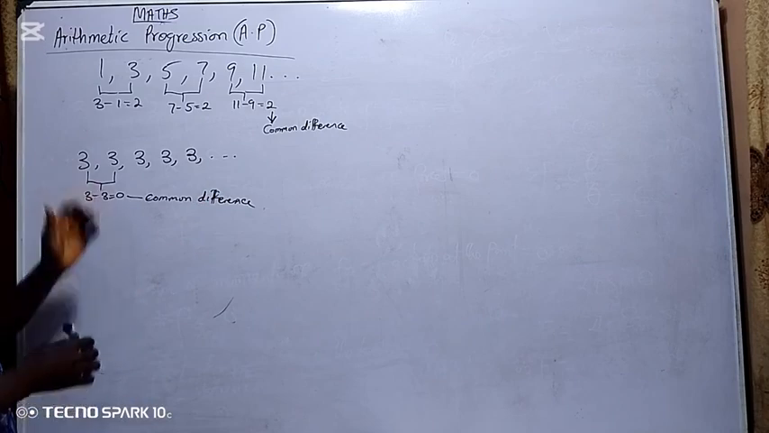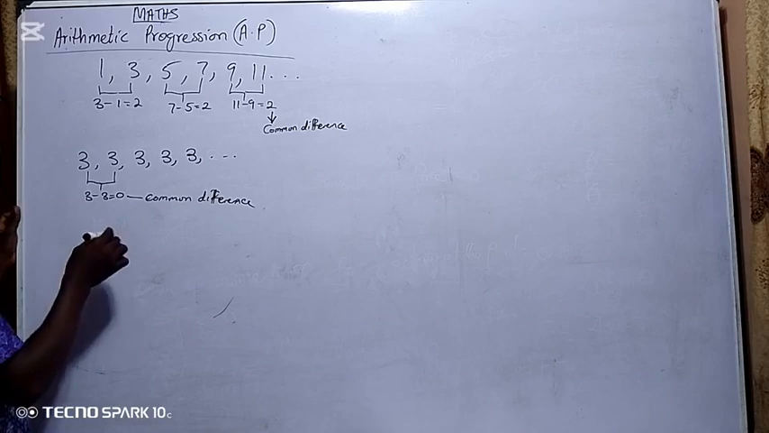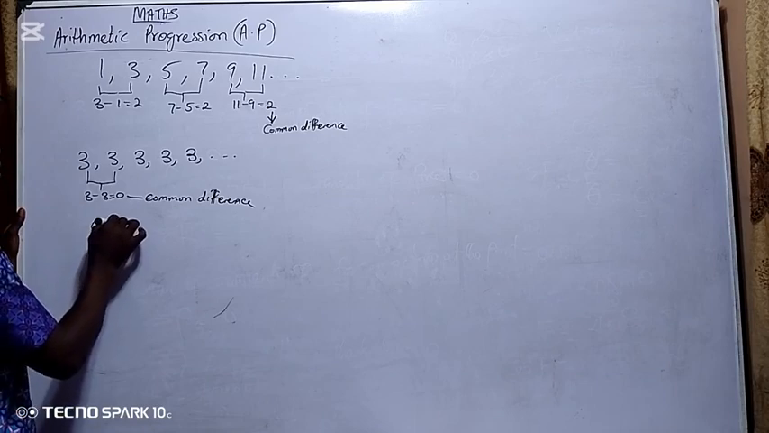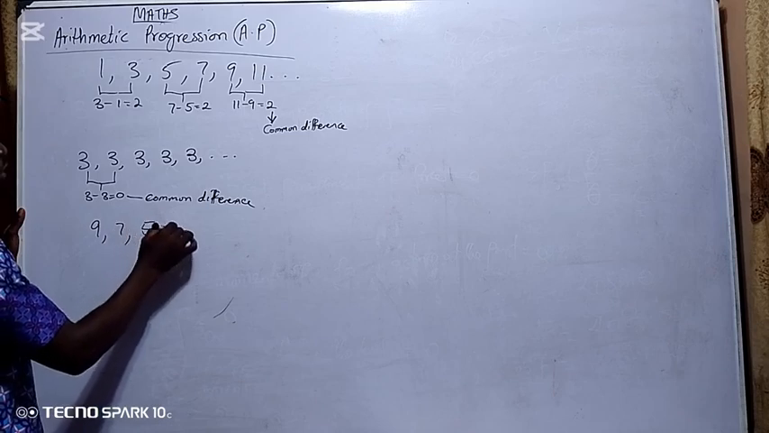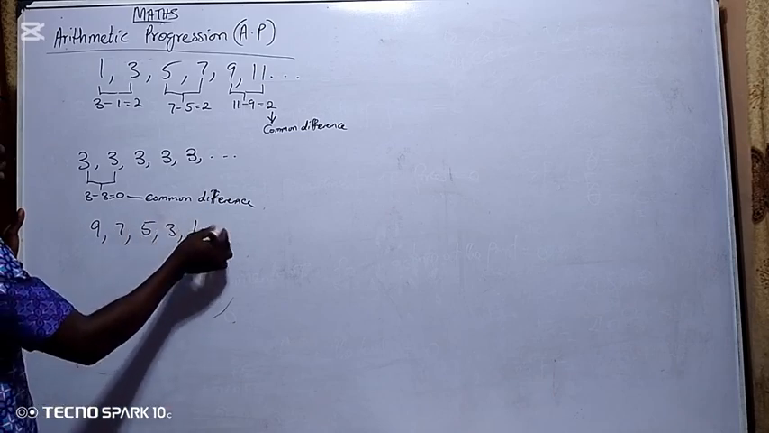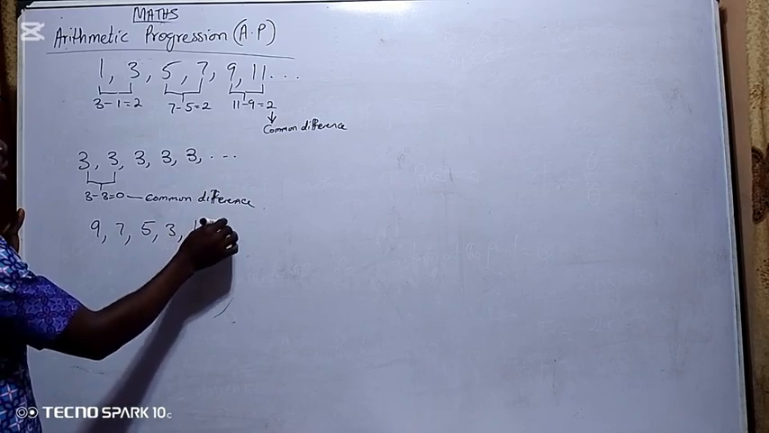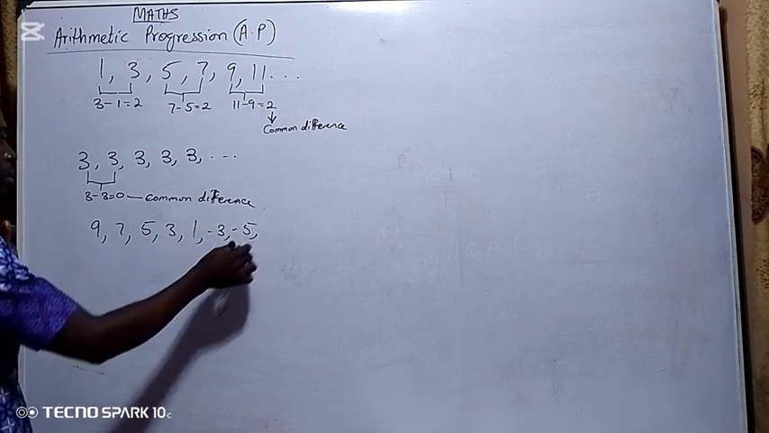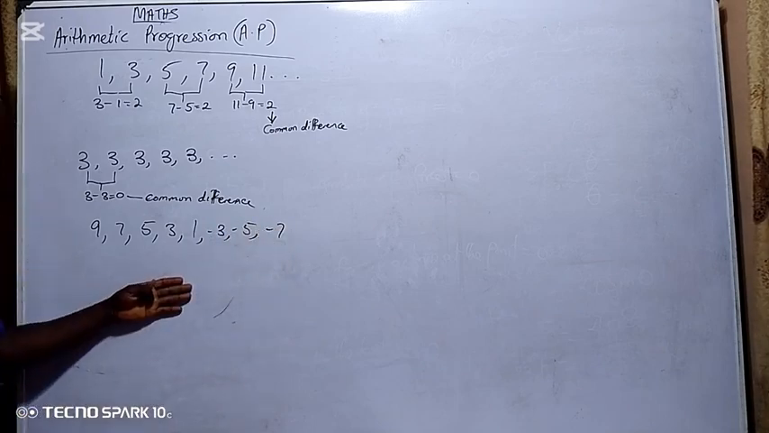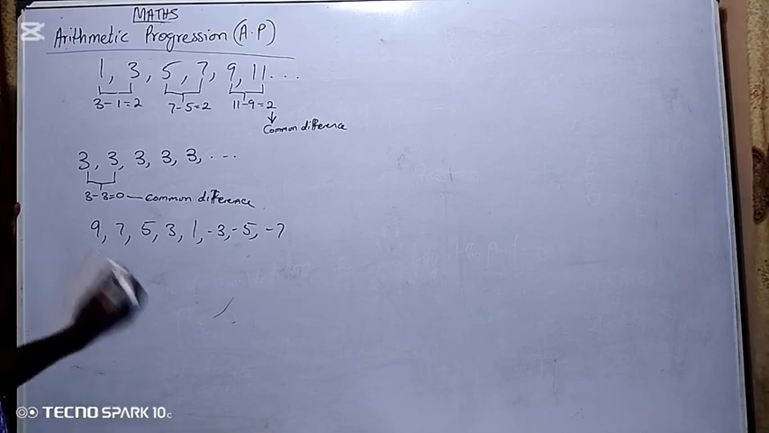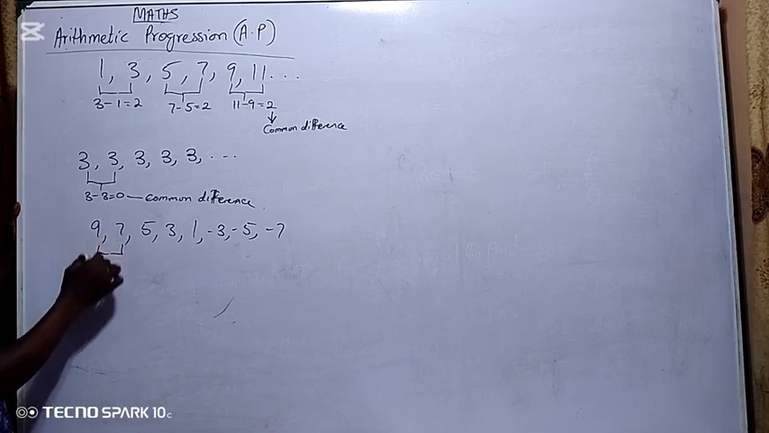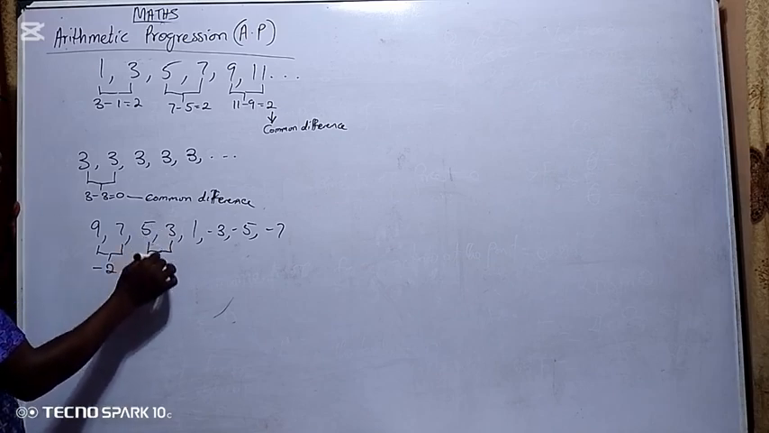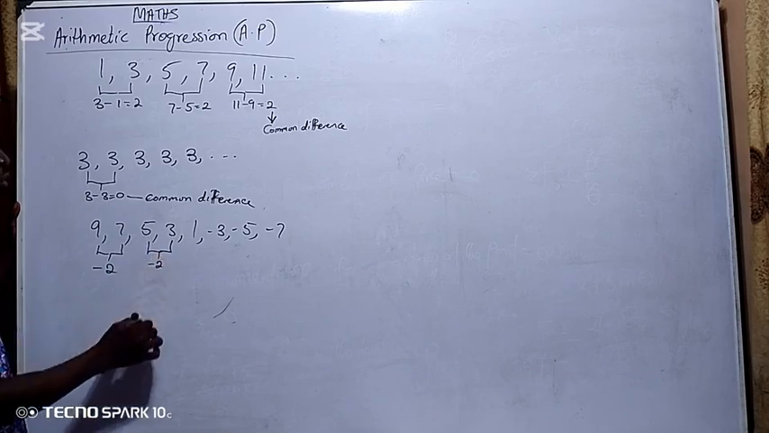An arithmetic progression can also be decreasing. We can also have 9, 7, 5, 3, and 1. We can also have minus 3, and so on and so forth. It can also be decreasing: minus 5, minus 7. This is an arithmetic progression. If I subtract, I'm still going to have a common difference. Let's look at 9: 7 minus 9 gives us minus 2. 3 minus 5 also gives us minus 2. This is the common difference.